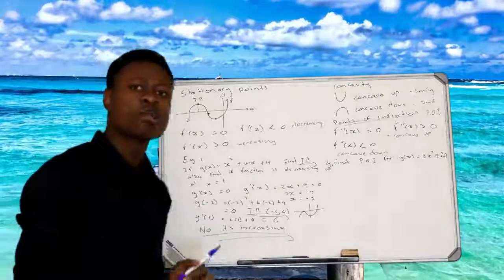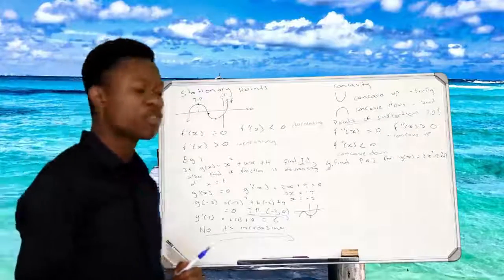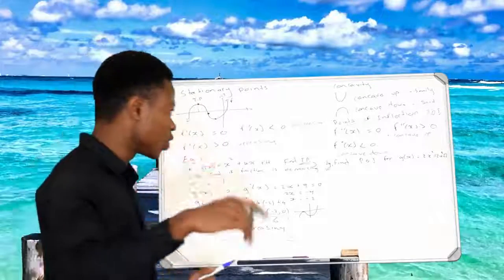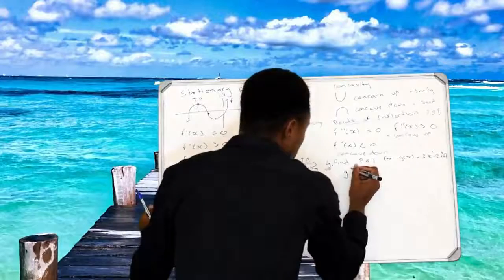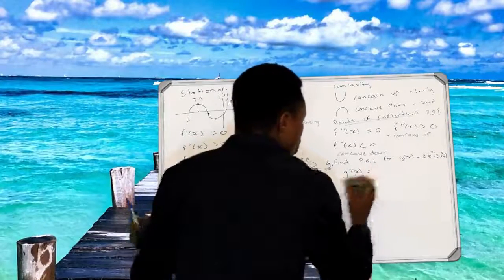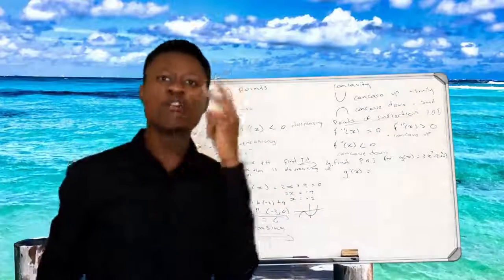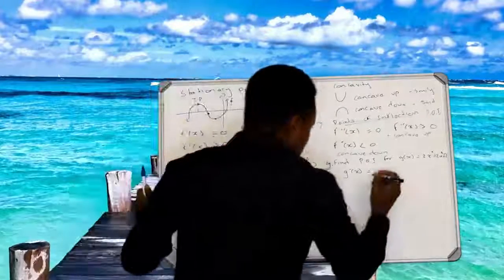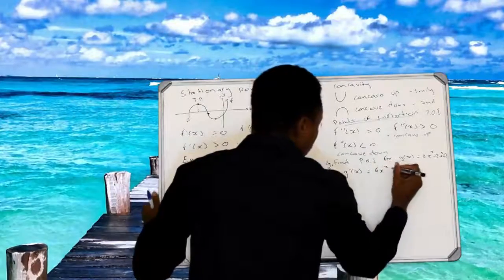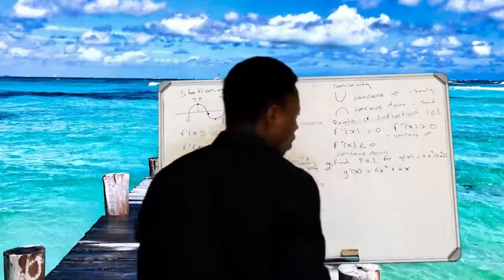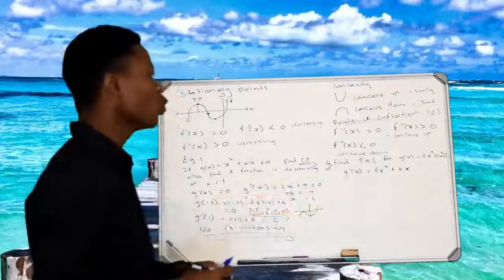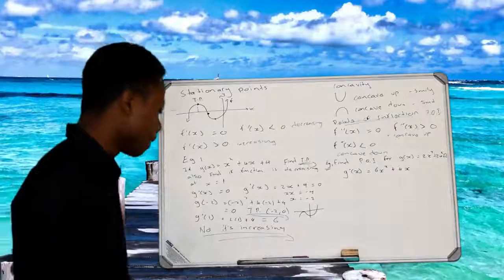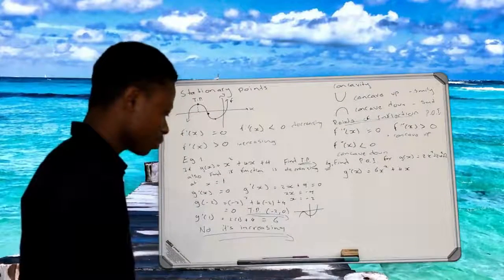What do I remember about point of inflection? A point of inflection is found where f double prime of x is equal to 0. So let's find the first derivative. For me to find the second derivative, I first have to find the first derivative. I can't jump to the second derivative without it. So g prime of x will be 6x squared plus 4x, plus 2, but the derivative of 2, which is a constant, is 0. So I have 6x squared plus 4x.